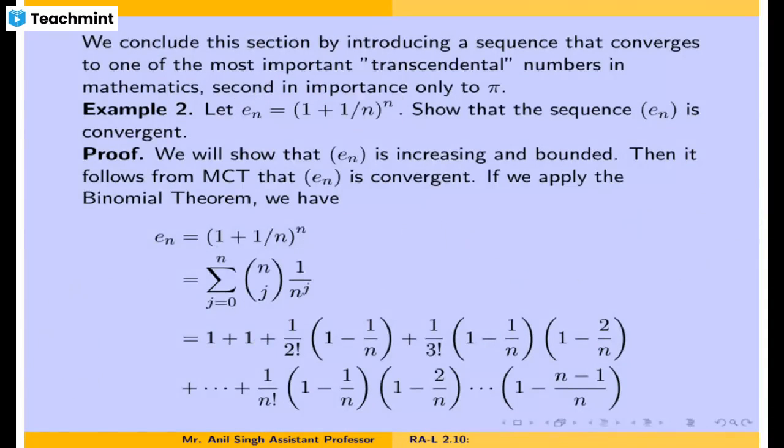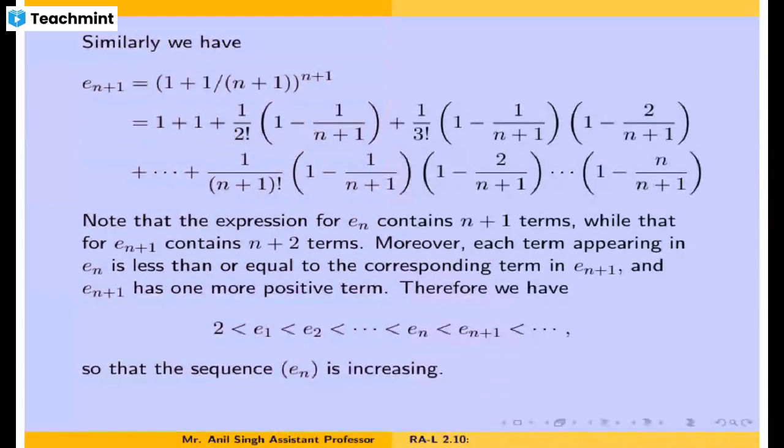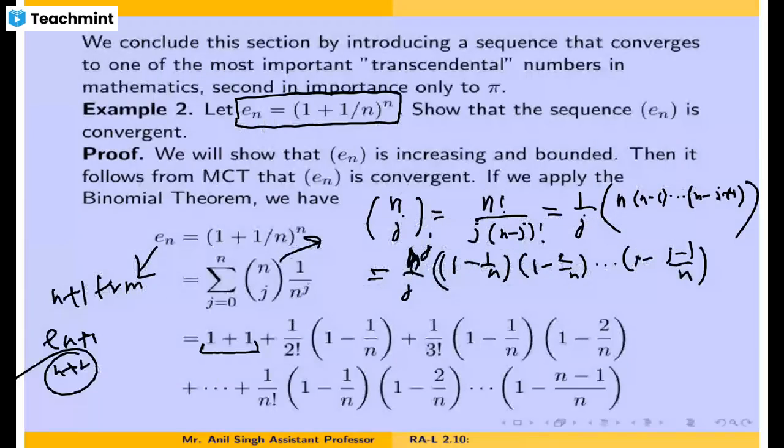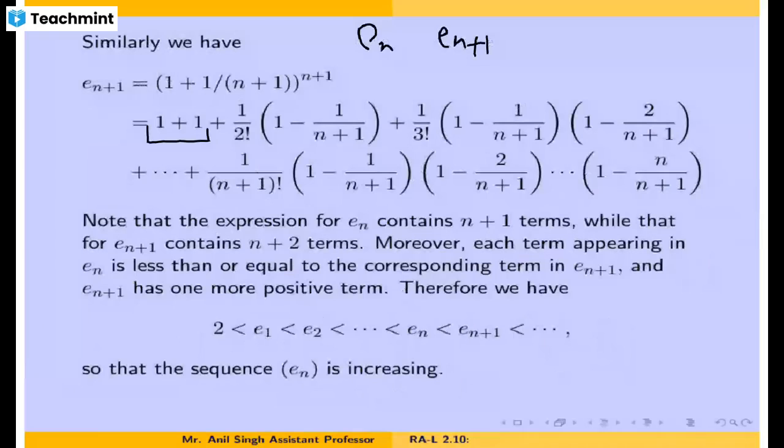So let us see, this is E_{n+1}. Now let us compare these two terms, E_n and E_{n+1}. Let us compare the first n+1 terms of both. The first two terms of both E_{n+1} and E_n are the same. Second, we don't have to compare the factorial part, 1 upon 2 factorial, it's the same. I have to compare this number only.